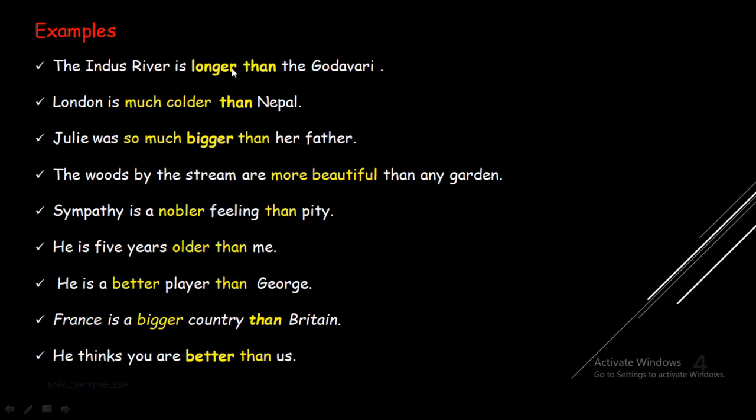Here we have used the ER form, the much, so much, and the better and the more form. Longer ends with ER: long, longer. Much colder: here cold ends with ER, but we can also use much. There's more beautiful, and bigger, better, older, nobler: all these end with ER.